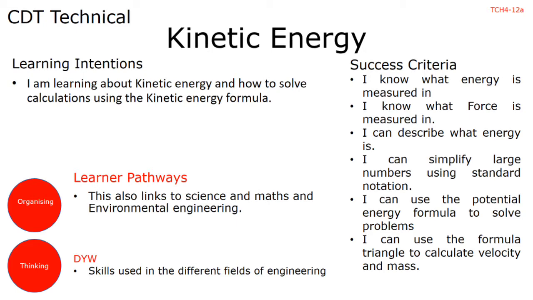So we'll be looking at the kinetic energy formula, how to manipulate the formula to find out different aspects of it, and be able to simplify large numbers that you might find from calculating some of these numbers. The one important thing to note is kinetic energy. How this differs from the ones previous is that kinetic energy is referred to as the energy of movement. So anything that's moving, any vehicle, person, object that's moving will have kinetic energy.